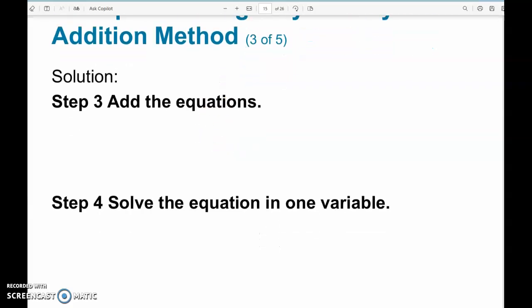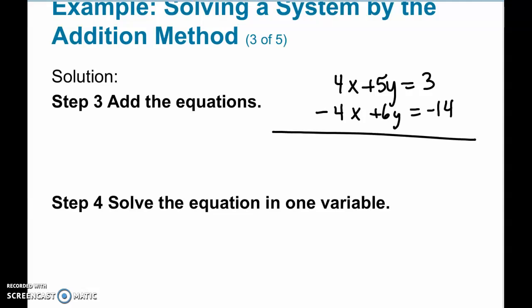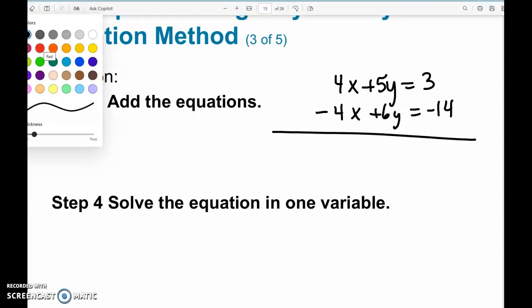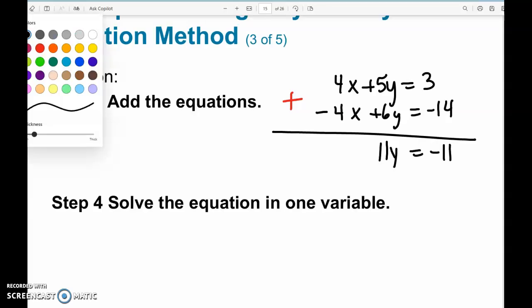So that will lead me to step 3, where I will take the two equations I have now. Let me rewrite them here. Because I have opposite coefficients, I will add the two equations together, and one of those variables will drop out. So I'm going to add the two equations together, and you will notice 4x minus 4x will give me 0x. Here I'll have 11y. 5 plus 6 is 11y. 3 minus 14 is negative 11. And now I have dropped out one of those variables.